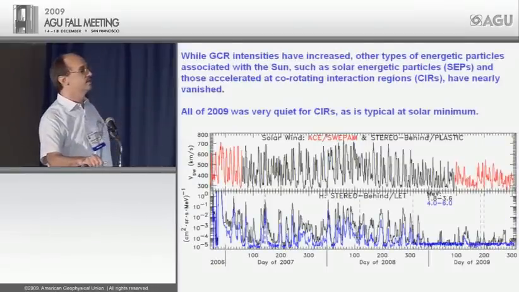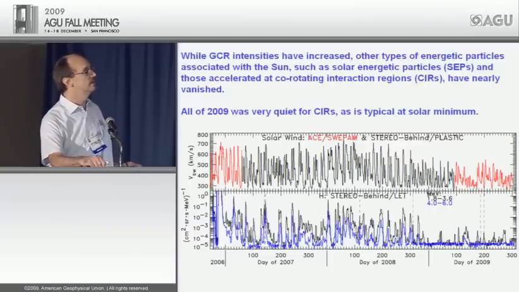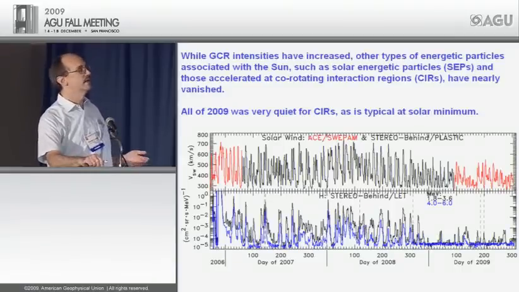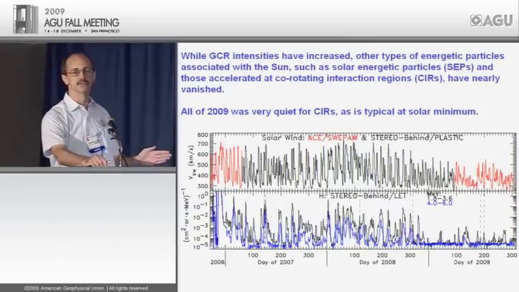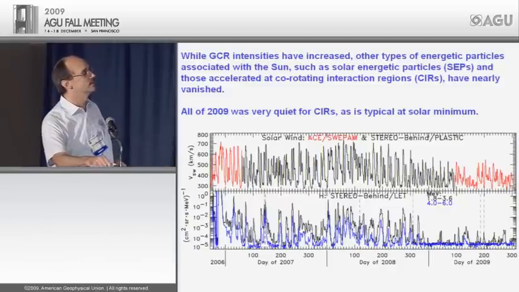Another indicator, not so much of the severity of the solar minimum, but at least of its timing, is shown here by the co-rotating interaction region particles. In his Parker lecture, Len Berlaga describes CIRs. High-speed solar wind streams, such as these ones here, overtake and interact with slower-speed streams, and shocks form, particles get accelerated. These here are about 2 to 6 MeV protons measured by STEREO over the last several years.